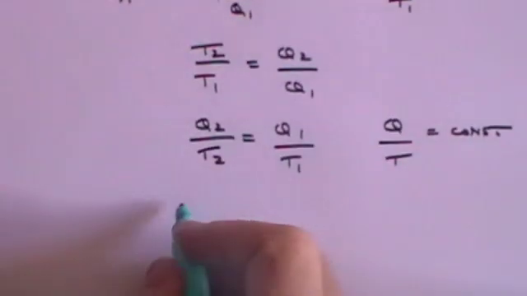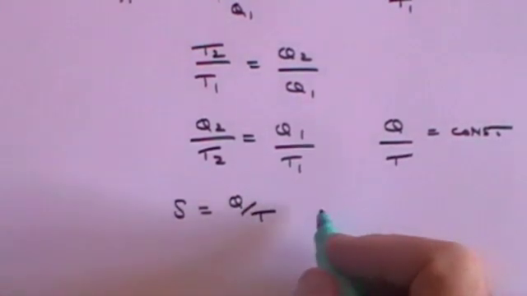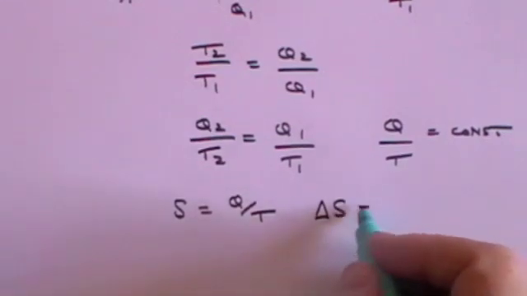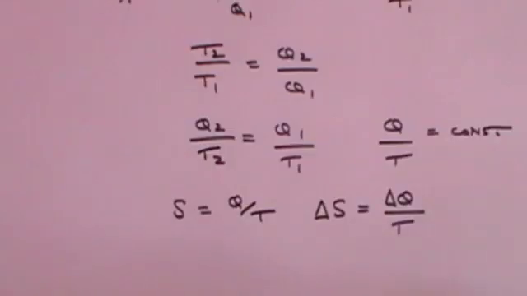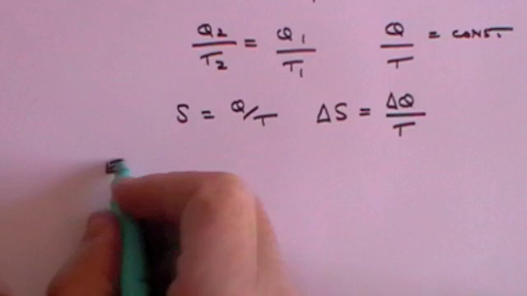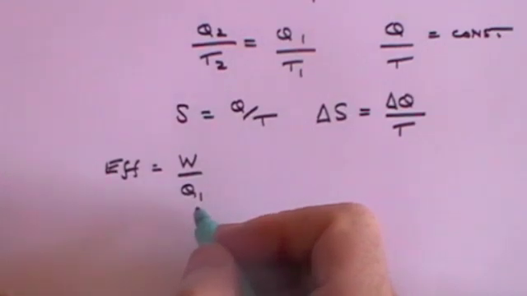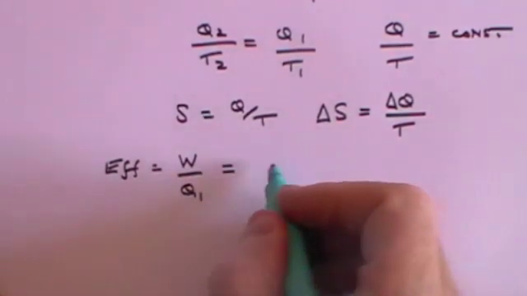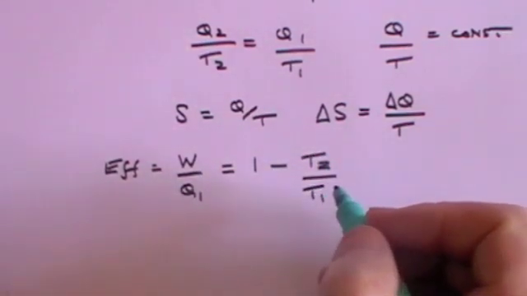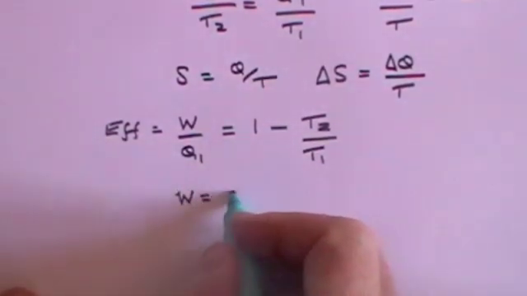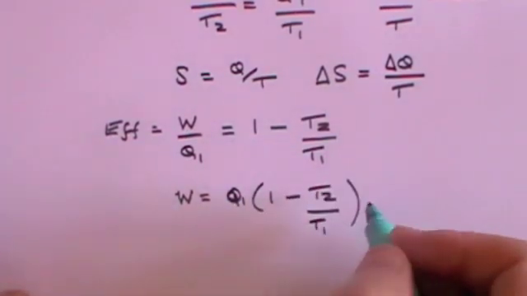And entropy is usually denoted with the letter S, so S is Q over T, or you sometimes write it as the change in entropy is equal to the change in heat divided by T. Now, we defined efficiency as the work out divided by the heat in, work divided by Q1. And we've just shown that that is the same as 1 minus T2 over T1. And from that you can see that work is equal to Q1 into 1 minus T2 over T1.